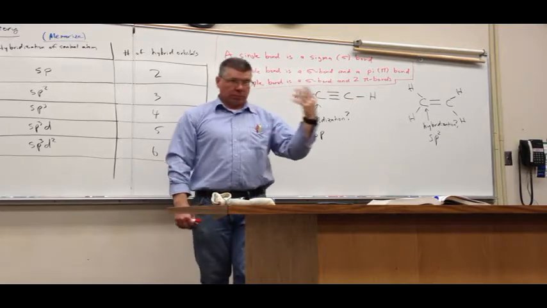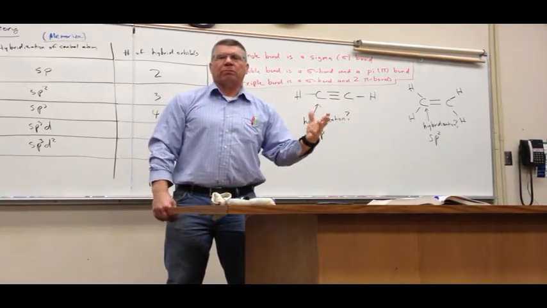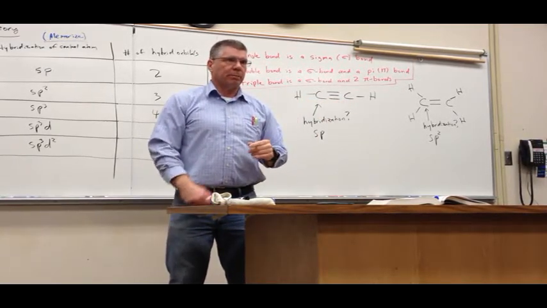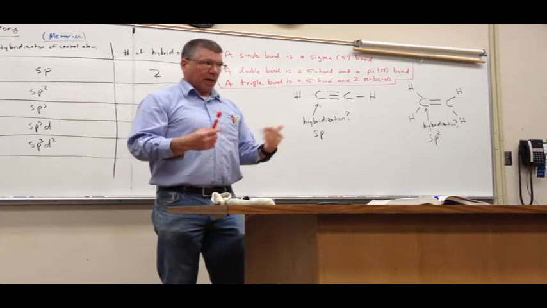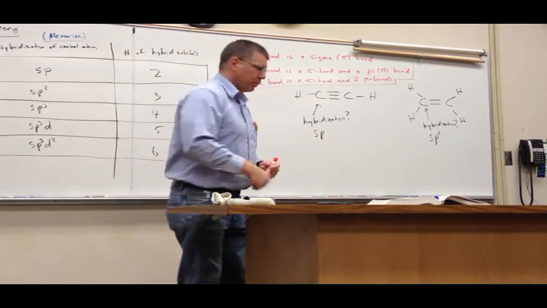So first of all, anytime there's any covalent bond at all, there's at least one sigma bond. If it's beyond a single bond, double or triple, then the other bonds are pi bonds.